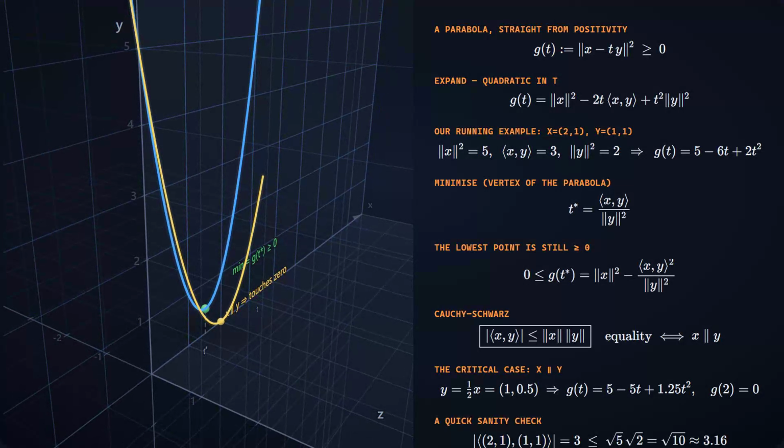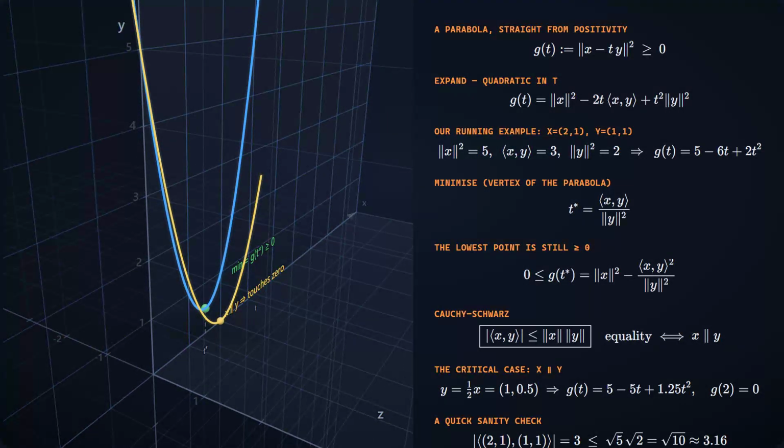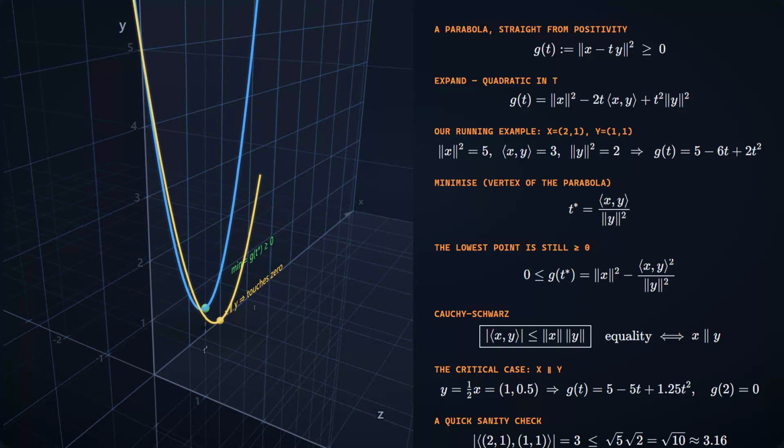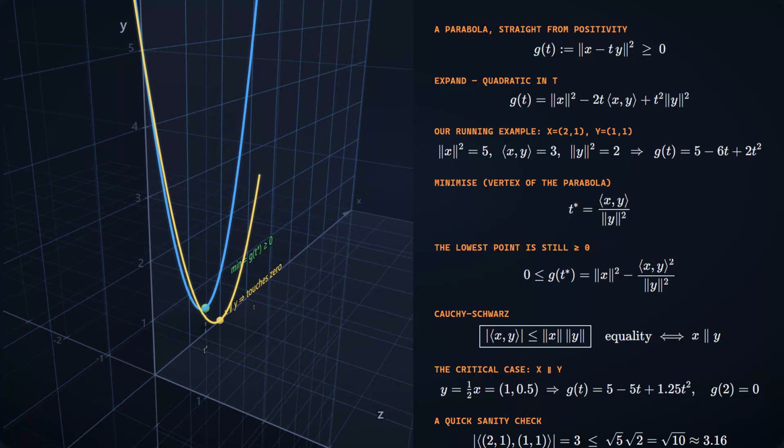A 30-second check to trust it. For (2, 1) and (1, 1), the product is 3, and the lengths are root 5 and root 2, whose product is root 10, about 3.16. 3 is under it. The inequality holds, with a sliver to spare.